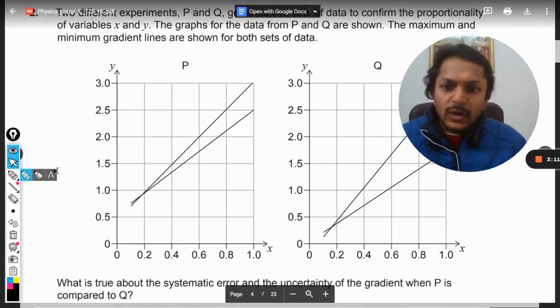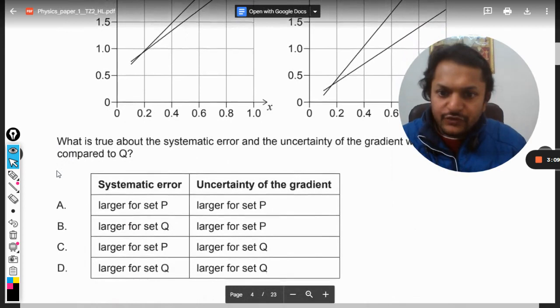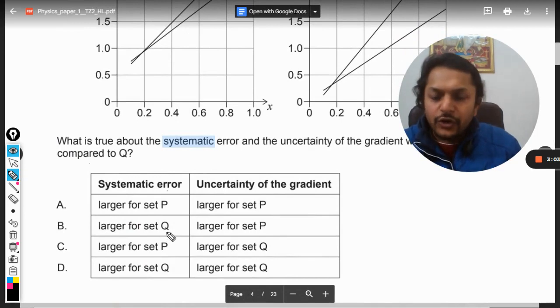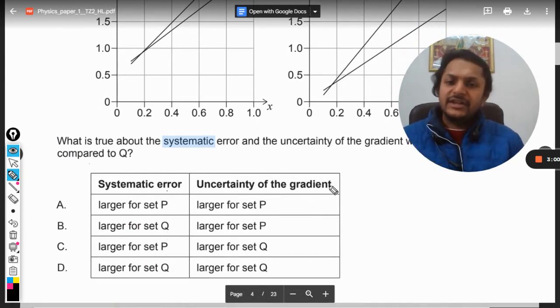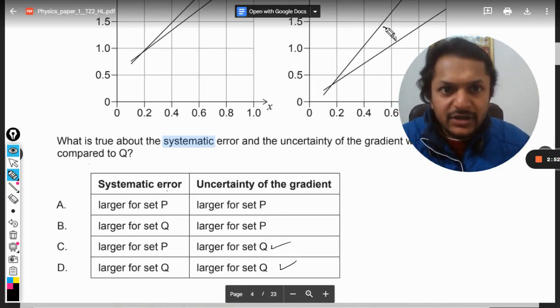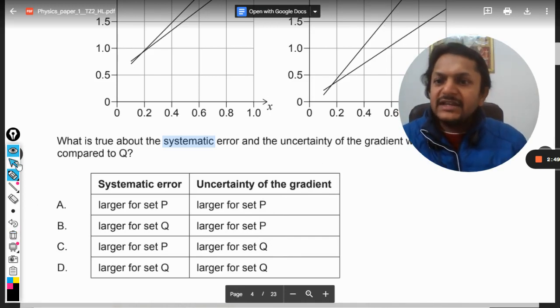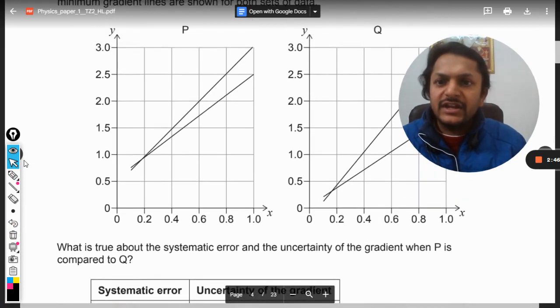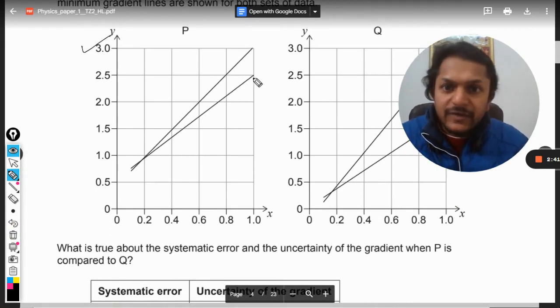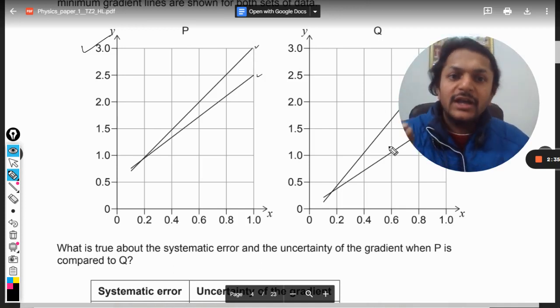Let us now see what are the options that we have to choose from. Number one, the systematic error is larger for P or larger for Q. Uncertainty of the gradient is larger for P or larger for Q. Obviously the uncertainty for the gradient is larger for Q because there is a big gap here. Well, I would say that there is an uncertainty of the gradient as far as the data of P is concerned. We are not sure which value it will be, this or this. But it is definitely more in Q. It is present in P, but it is more in Q.